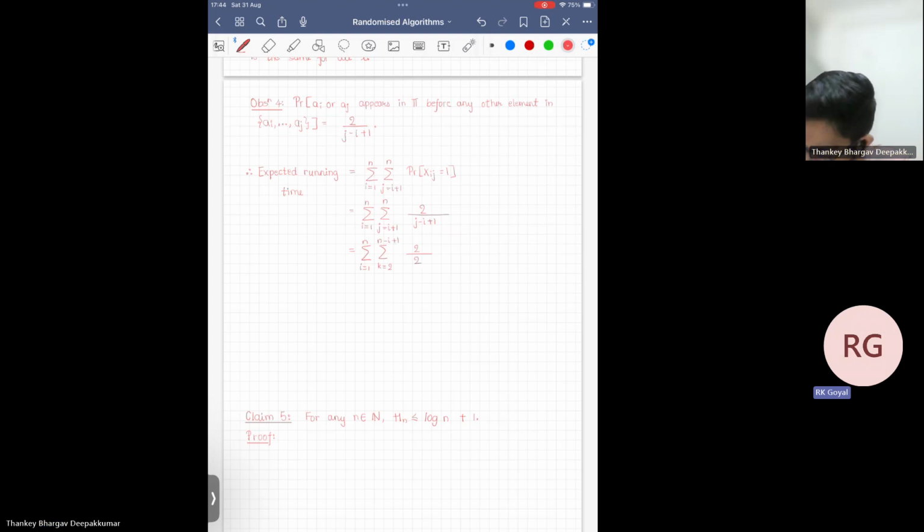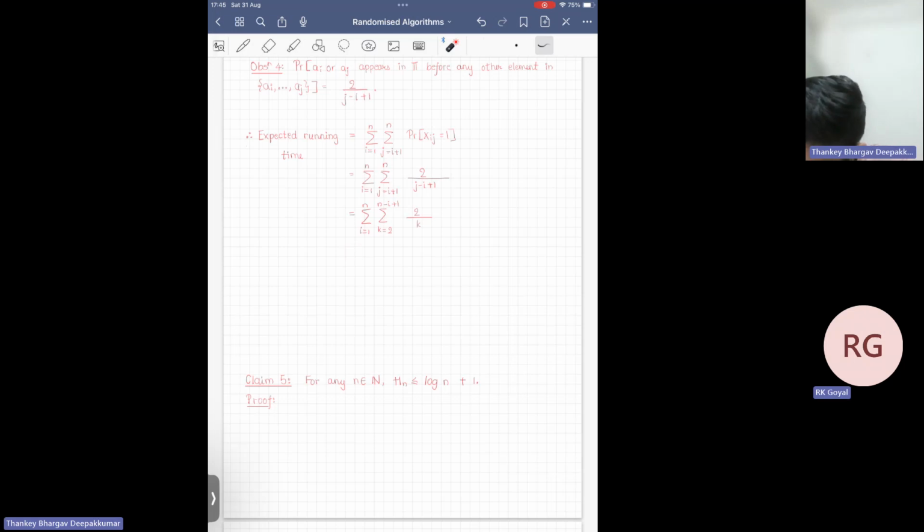If you fix the value of i equal to 1, then this will be 2 by 2, then 2 by 3, and so on. No, no. Okay, j starts from i plus 1. So this would start at 2 and go on till n minus i plus 1, right? Because the maximum value of j is n. I can write the sum as k equals 2 to n minus i plus 1 of 2 over k, right? Okay.